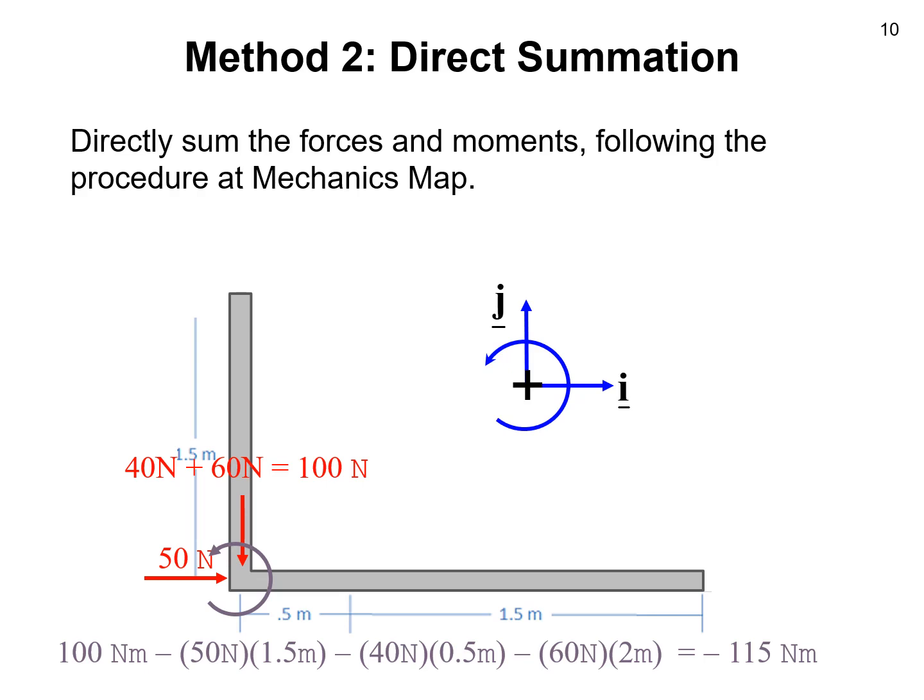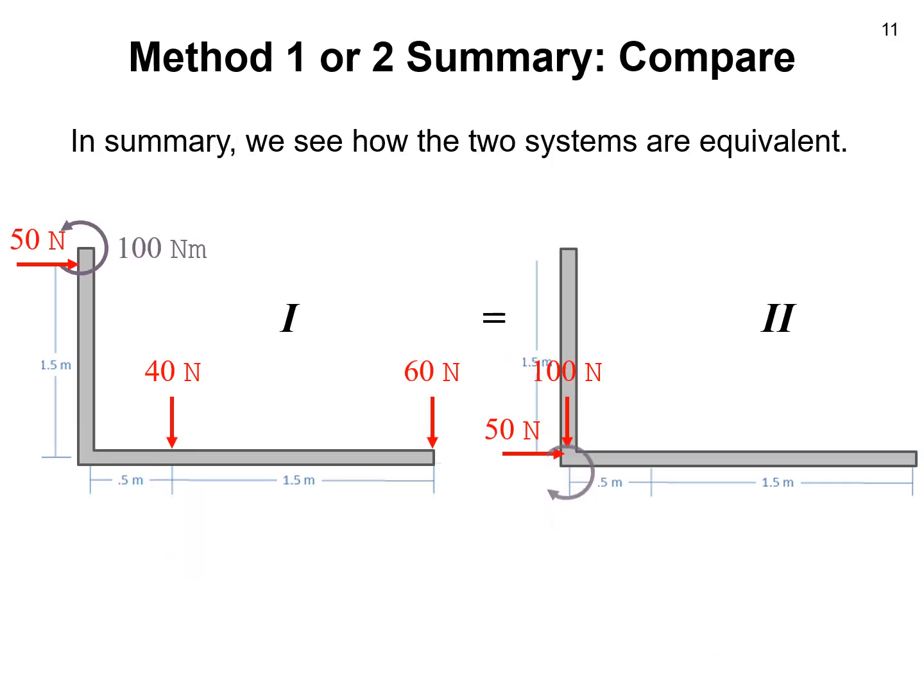And I'm having a negative sign here because my generic arrow, if you look at it, I'm drawing here is counterclockwise. But if I convert the arrow to clockwise, I'll then report it as positive 115 Newton meters. And I'll just summarize this as now saying, if you look at the system on the left is called number 1, and the system on the right, number 2, these two systems are equivalent.